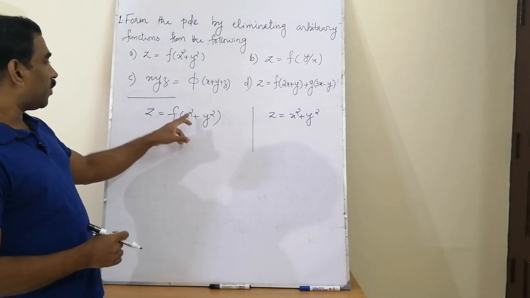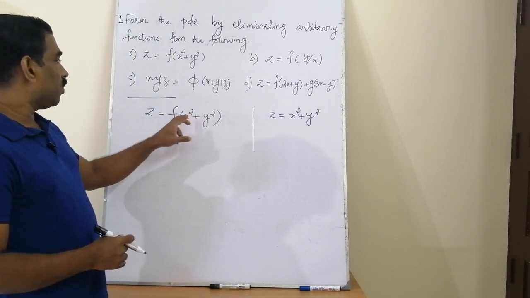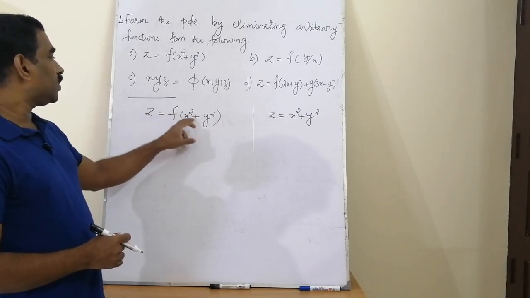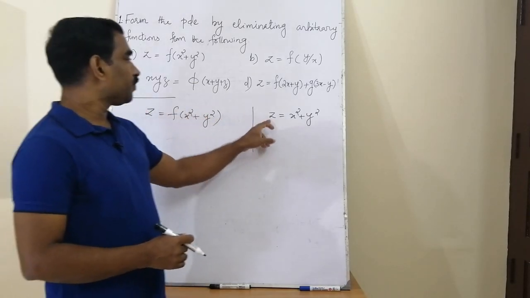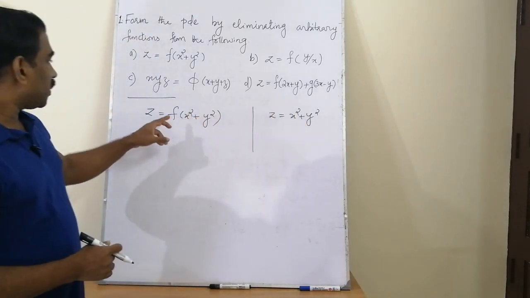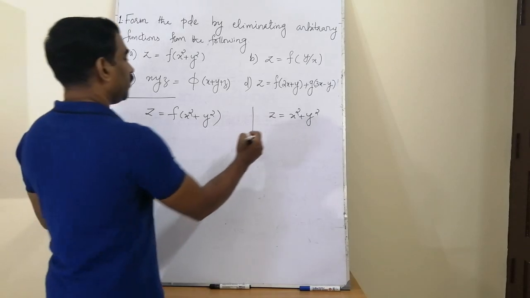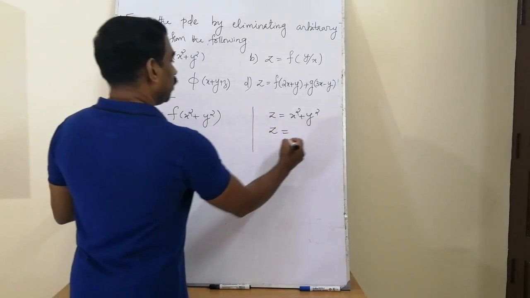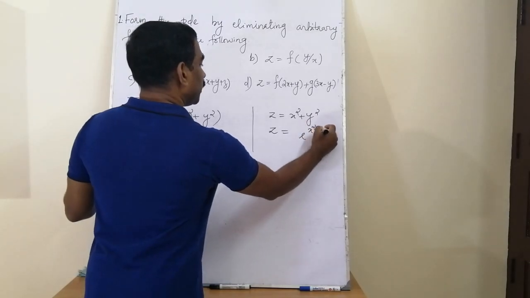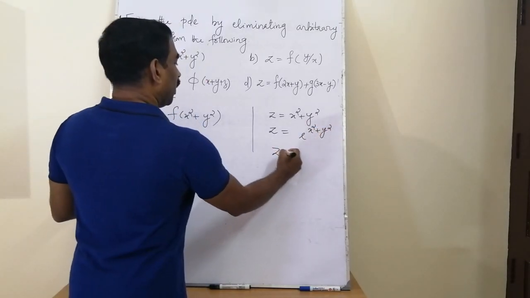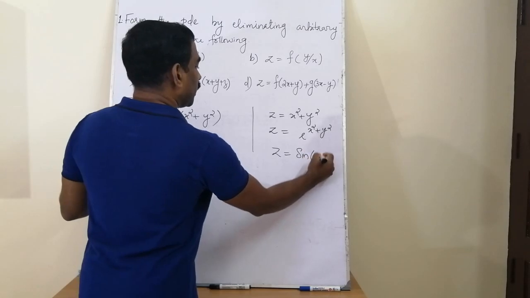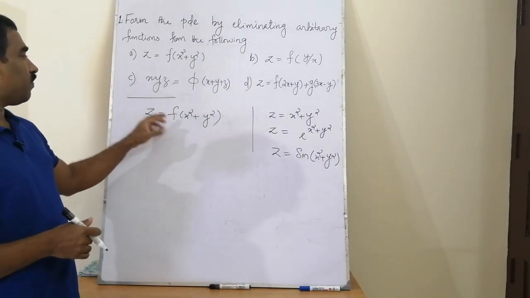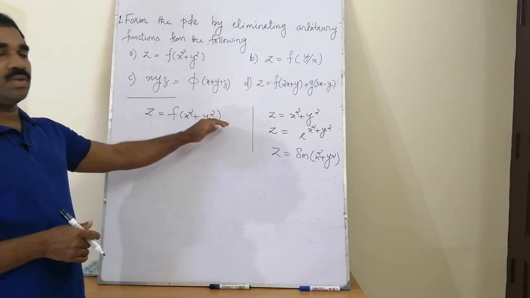For example, suppose we put x square plus y square is equal to some u, then z becomes f of u. If f is an identity function, f of u is equal to u, that is z is equal to x square plus y square. If this f is an exponential function, the form of the given relationship will be z is equal to e raised to x square plus y square, or z may be a trigonometric function, that is sine of x square plus y square, etc. For a particular function f, this z is equal to f of x square plus y square is a surface in 3D.